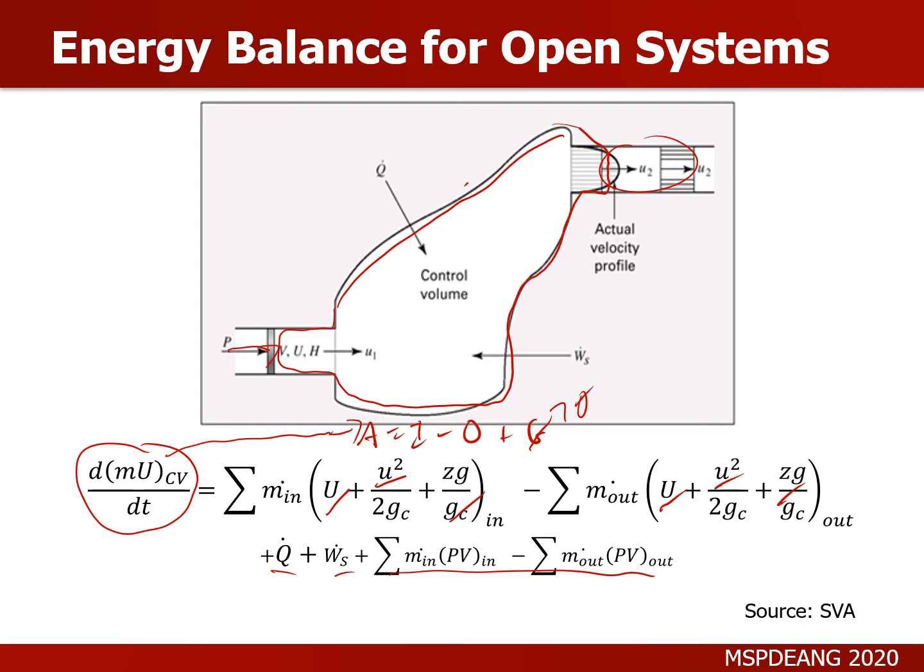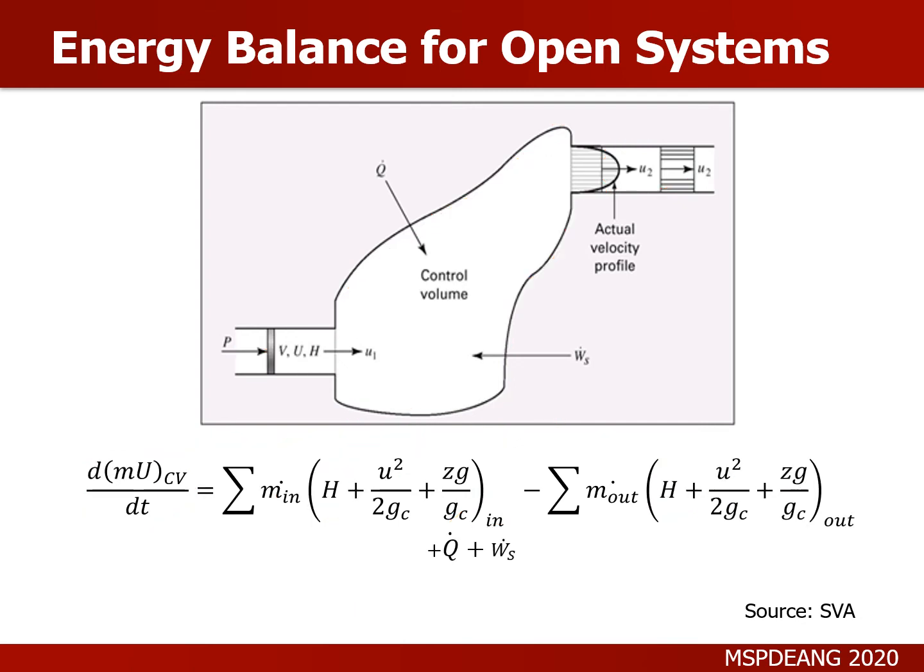Now, one simplification that we can make for energy balance for open systems, you can combine internal energy with PV. Because H is equal to U plus PV. So for closed systems, internal energy is more convenient. But for open systems, we combine PV with U to form enthalpy, which is a much more convenient energy unit. Thus, this will be our energy balance equation for open systems.